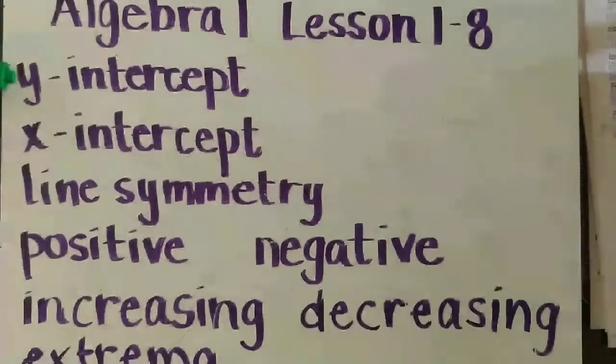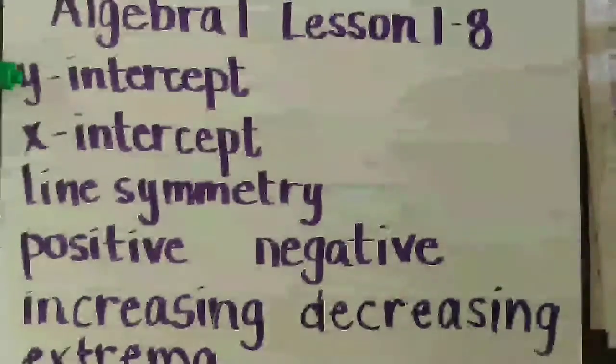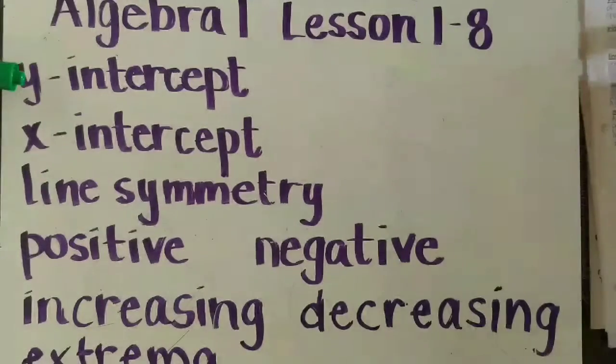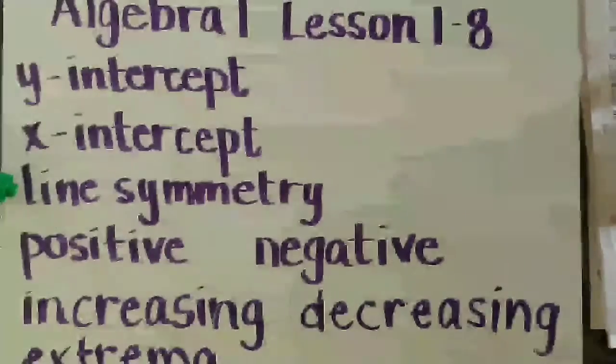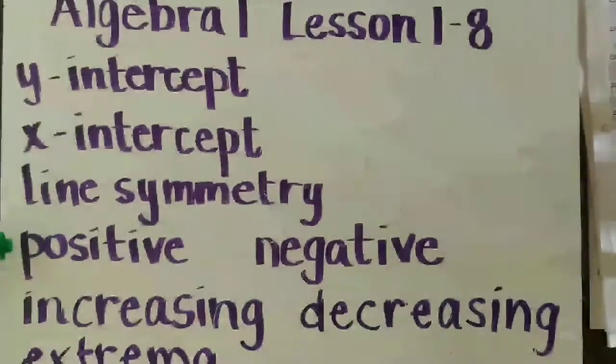Y-intercept, the y-coordinate of a point where a graph crosses the y-axis. X-intercept, the x-coordinate of a point where a graph crosses the x-axis. Line symmetry, a geometric property of figures that can be folded and each half matches the other exactly.